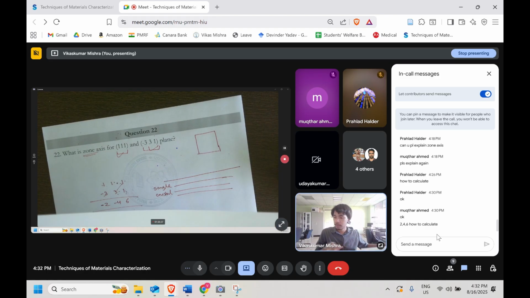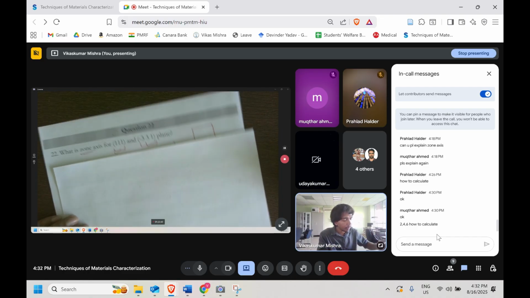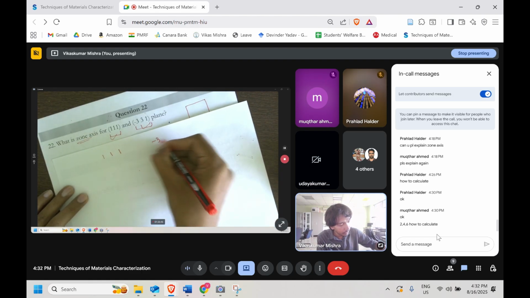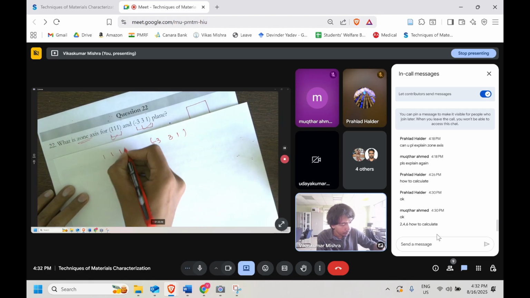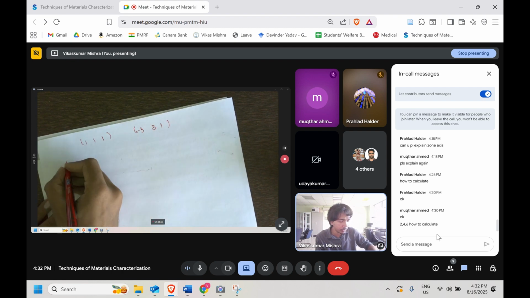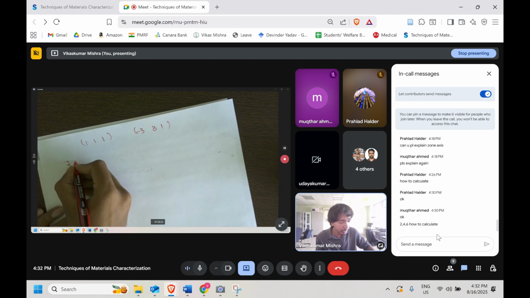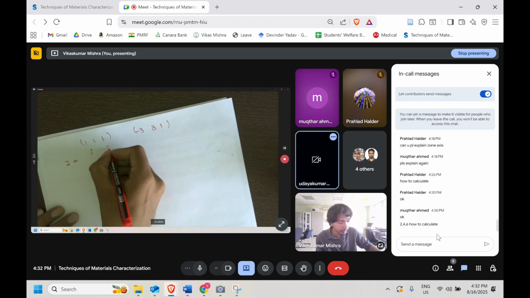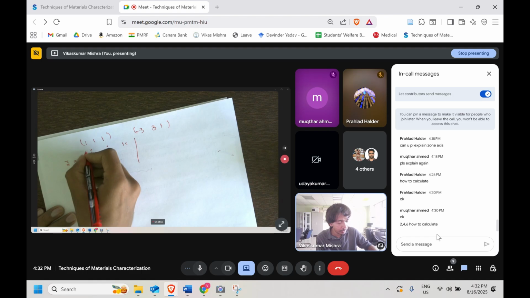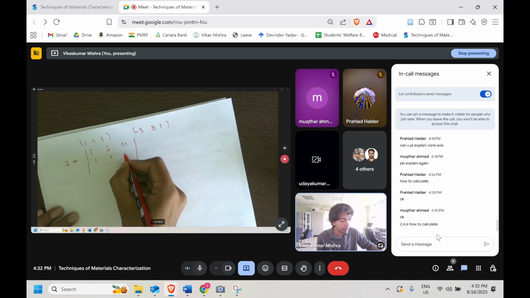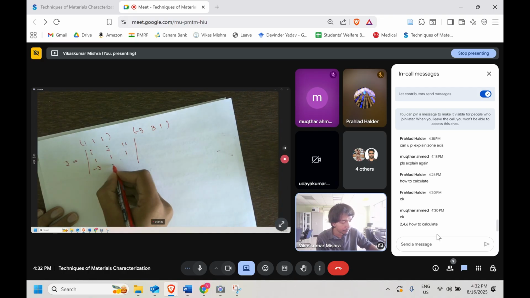So 1, 1, 1 and minus 3, 3, 1. These were the two planes given to us, and we want to find the zone axis. The zone axis is again a direction. So i, j, k. Now we have to do the cross product of this. So let's write them in this way.